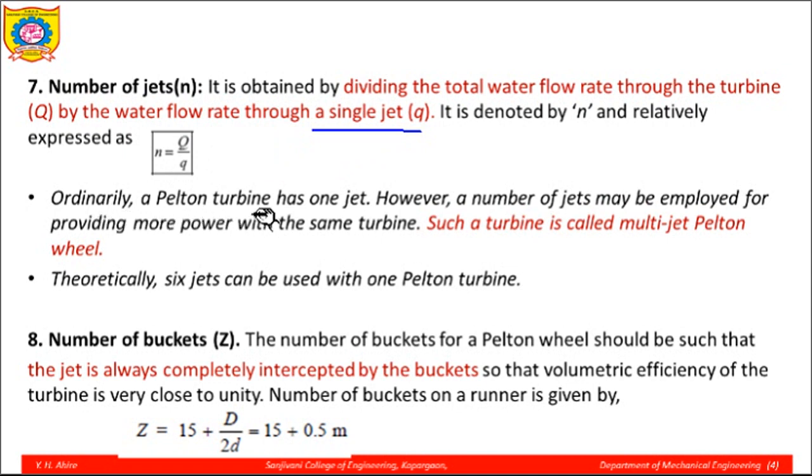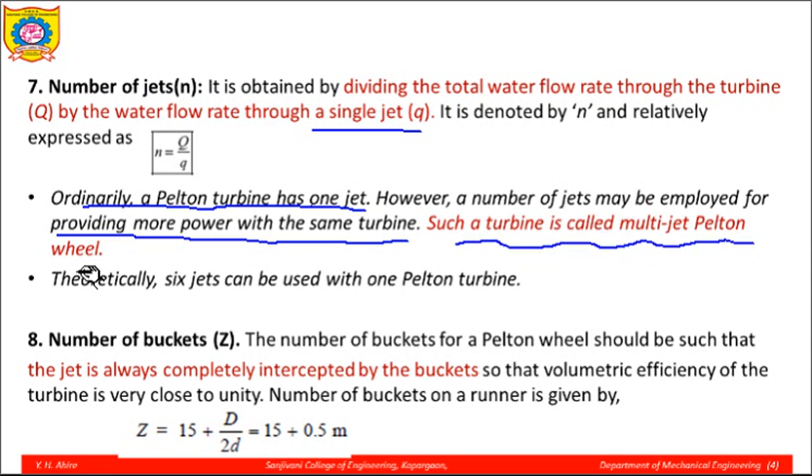Now ordinarily a Pelton turbine has one jet, most of the time. However, a number of jets may be employed for providing more power with the same turbine. For developing more power with the same given turbine, one can go for more jets along the periphery of a Pelton wheel. Such a turbine is called a multi-jet Pelton wheel.